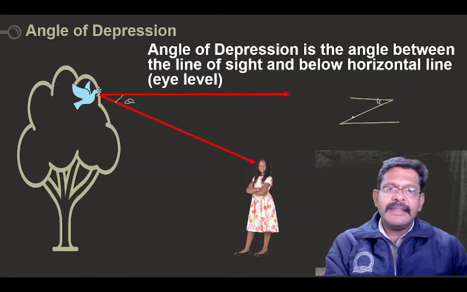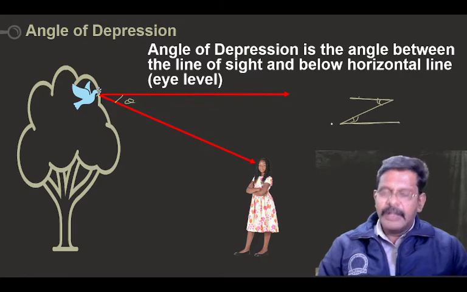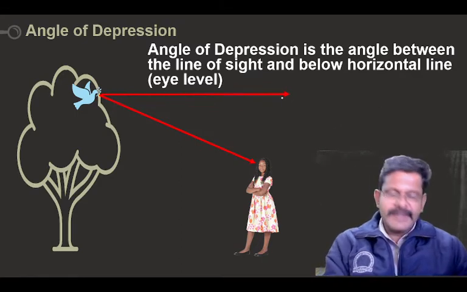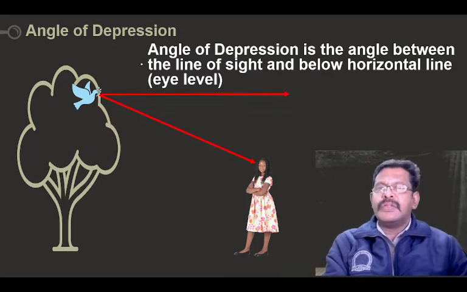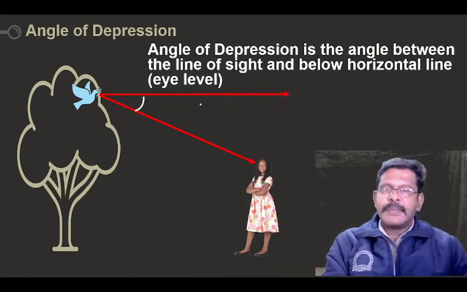This angle and this angle will be equal when these two lines are parallel. So we have to remember that while doing this sum. So these are the two things you have to remember. Now what are the trigonometric ratios you have to remember here? This one here.